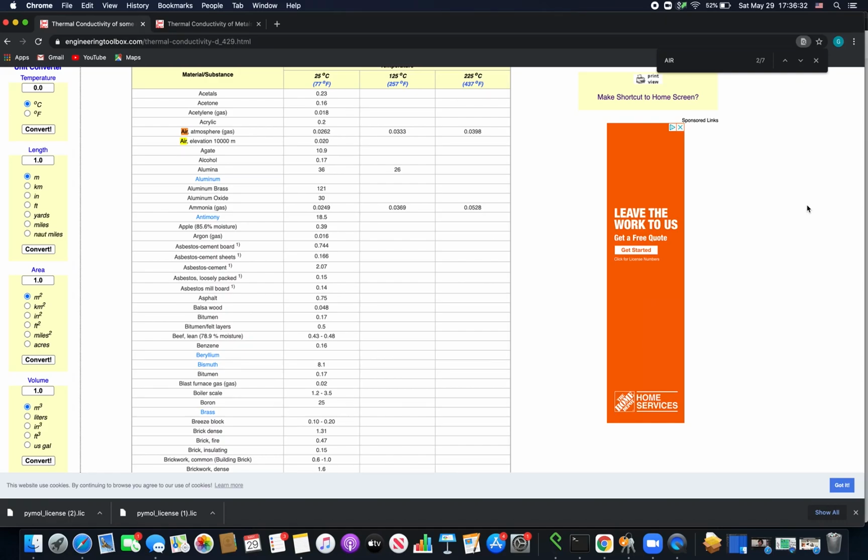So, when we talk about a lot of electronics, there's a couple major heat problems. One, they're very sensitive to water damage, so that's a huge problem.